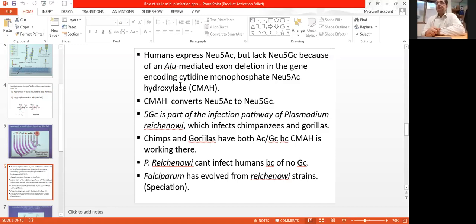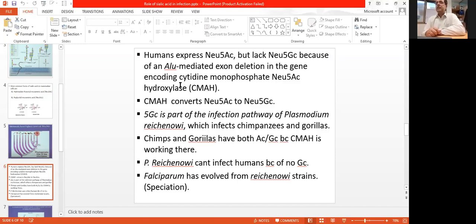So 5GC is part of the infection pathway. It is important to remember, okay? Now, the NEU5GC is part of the infection pathway of Plasmodium reichenowi, which infects chimpanzees and gorillas. This form of Plasmodium causes malaria in chimpanzees and gorillas, which is called Plasmodium reichenowi. And this NEU5GC is an important part of the infection pathway.